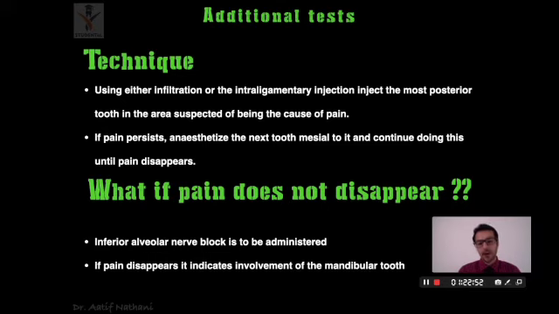If you block the inferior alveolar nerve completely and the pain diminishes, that means the area of concern is in the mandible. If the pain doesn't go away, that means the mandible is not responsible for the referred pain. That means you need to focus on the maxilla.